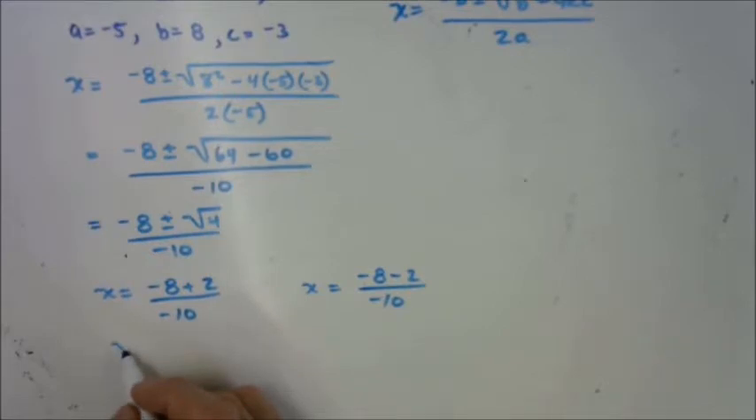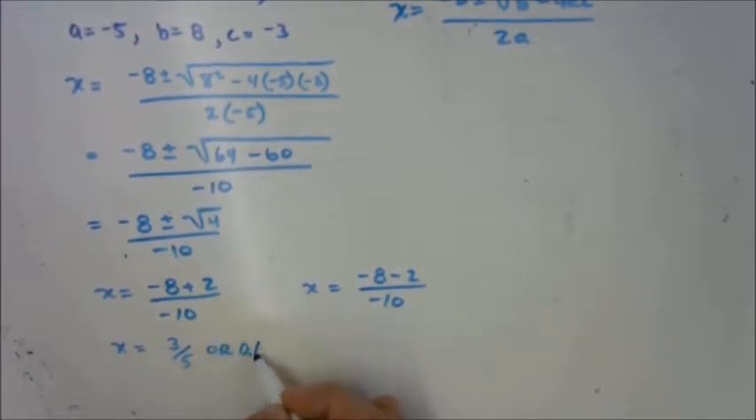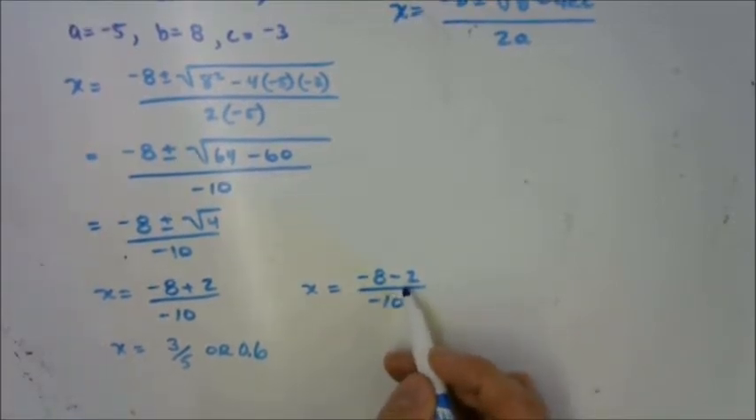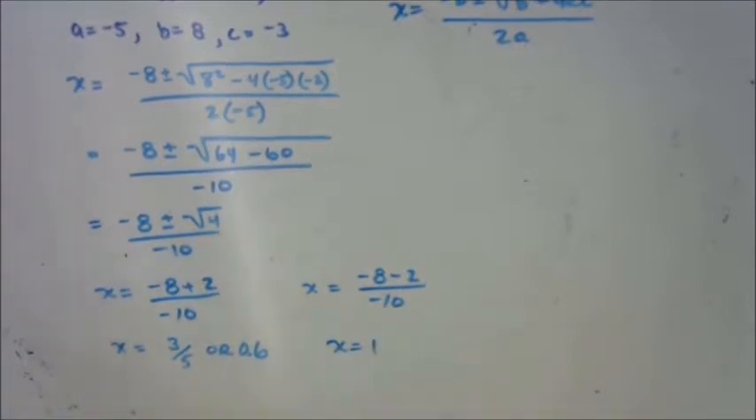So our roots are negative 8 plus 2, that's negative 6, over negative 10. Negative over a negative is a positive. 6 over 10 reduces to 3 over 5, or 0.6 for you decimal lovers. And here we have negative 8 minus 2, that's negative 10, over negative 10, that's just 1. And there we have our two x-intercepts.